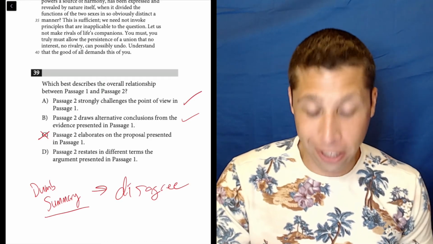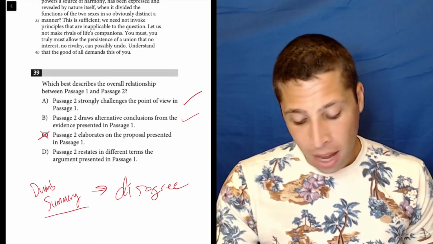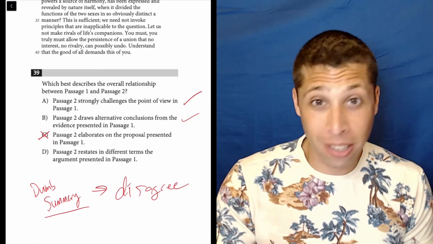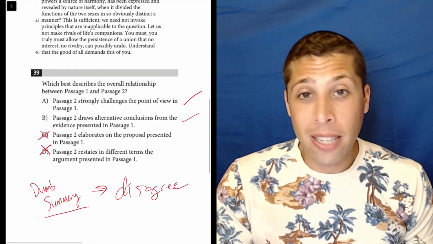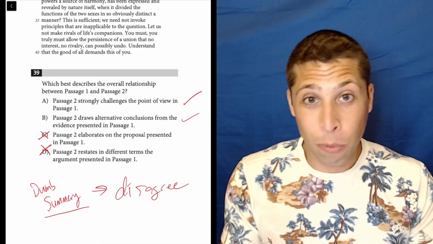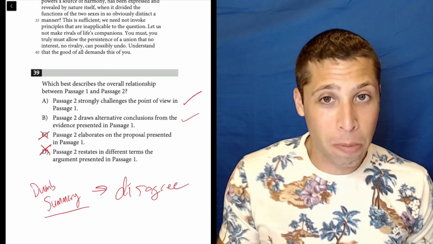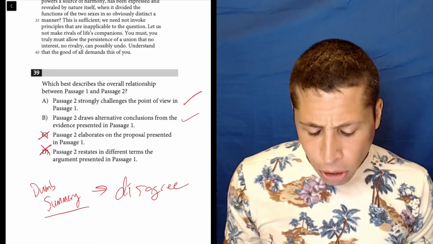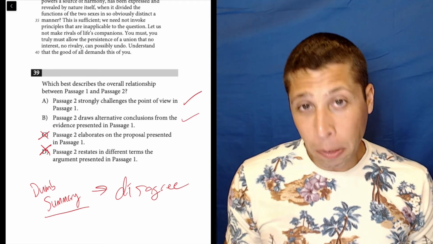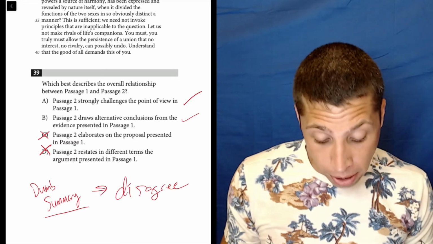They are genuinely disagreeing. D, passage 2 restates in different terms the argument presented in passage 1. Well, I know it says different, but that does not mean that they disagree. That's just saying that they have the same argument in different words, which, no. Again, it's not the same argument. It's a disagreement. So now we should dive a little deeper into A and B and see which one might be better.